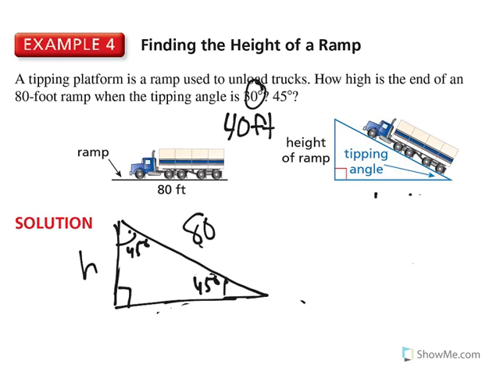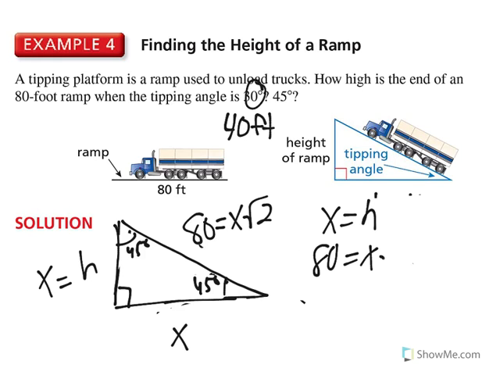So now for a 45, 45, 90 triangle, remember we do x, x, x square root of 2. Okay, my hypotenuse is the only one that's different. So I'm going to set these equal again. So I have x is equal to h again. And then I have 80 is equal to x square root of 2. So I need to divide by the square root of 2 to get x by itself. Remember that we don't like those radicals in the bottom though.